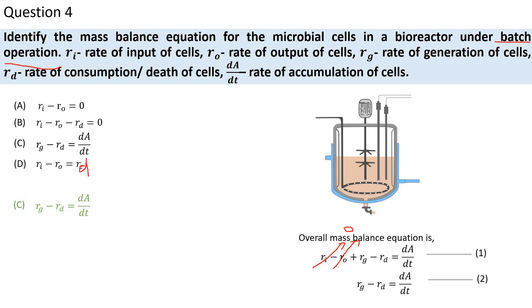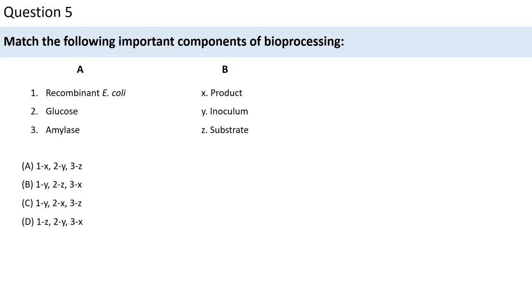Okay, so the dead cells also you have subtracted. So that only will lead to the accumulation of cells. Whatever is remaining in the media as live cells, that is only the rate of accumulation of cells. So option C is the right answer. Moving on to question 5.